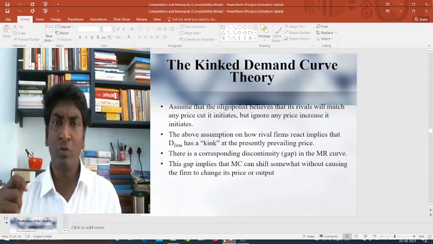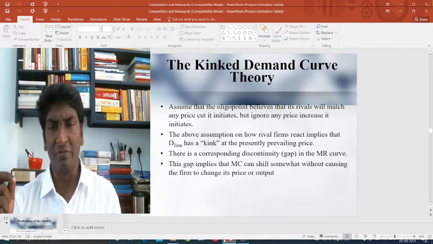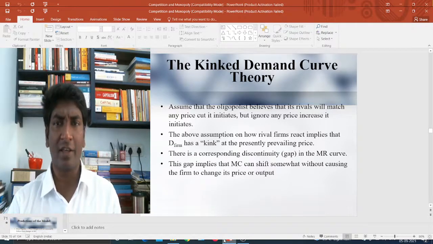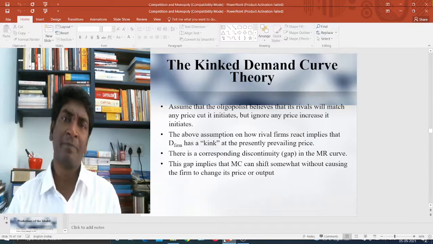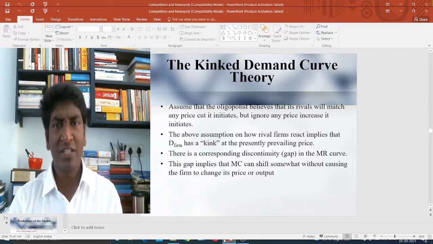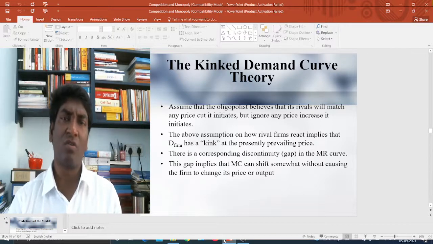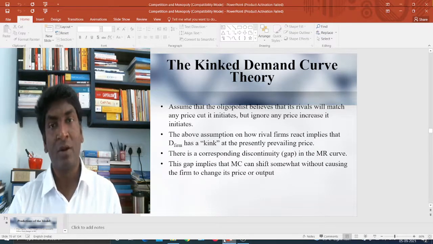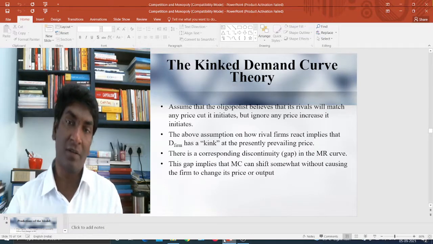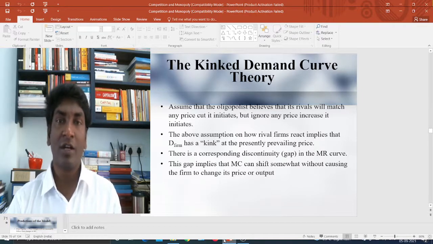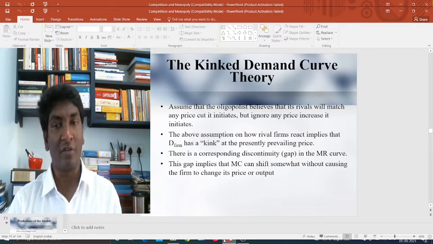One of the most important things is the behavior of the demand curve, largely known as the kinked demand curve theory, a proposition by Sweezy. So let's look into the details of that, and we will have a series of discussions on oligopoly by others who preceded the understanding of Sweezy, and of course later economists who also tried to see other possibilities. So let's look into the understanding of the kinked demand curve theory.